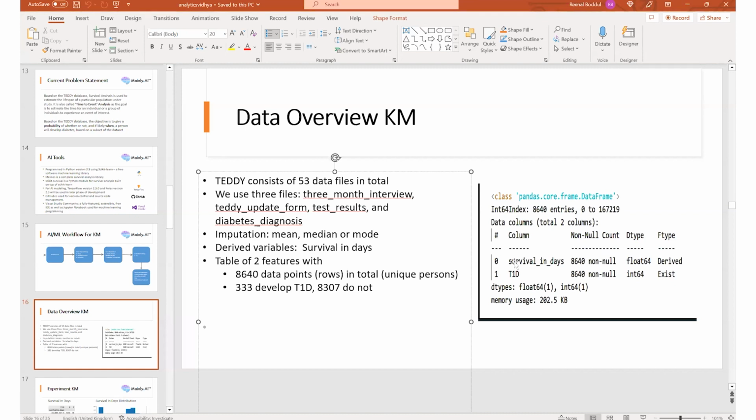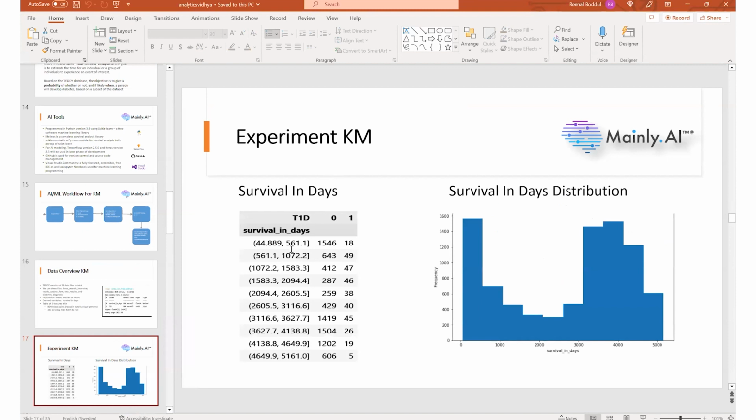The survival in days, for example, is how long one person has survived without getting T1D. So 500 days, 600 days, 700 days, and whether they got T1D or not. So this is what the general data structure looks like. Now let's understand.